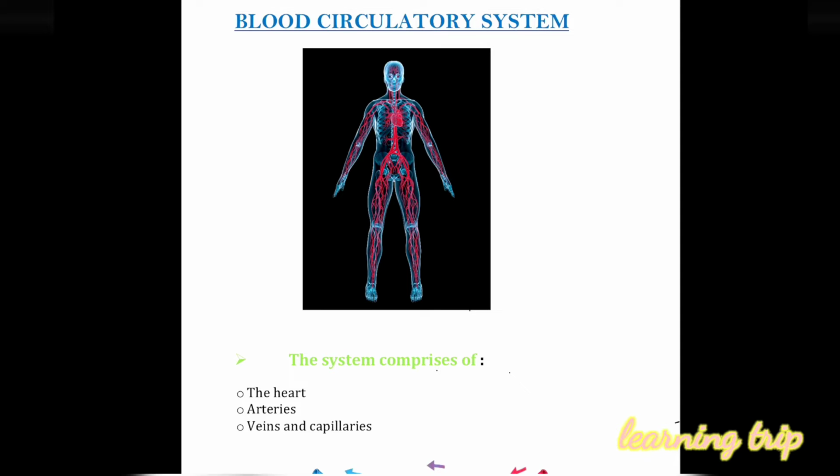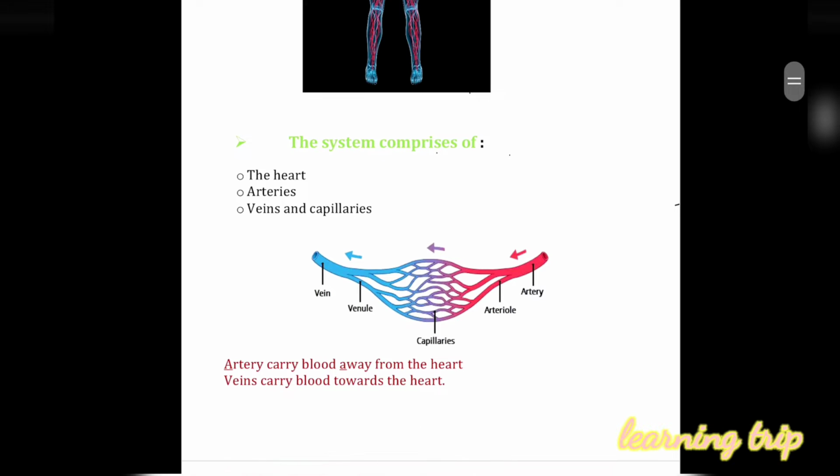In this video, we will talk about composition, function and working of circulatory system. The circulatory system comprises of the heart, arteries, veins and capillaries. Veins are indicated with blue color, while arteries are indicated with red color. Veins generally carry deoxygenated blood, while arteries generally carry oxygenated blood.